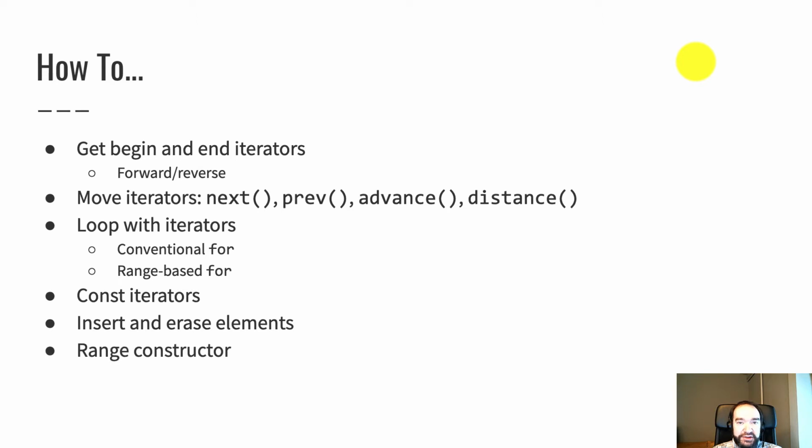Finally, the range constructor I will introduce. That's a way of initializing a data structure to contain elements that come from iterators.